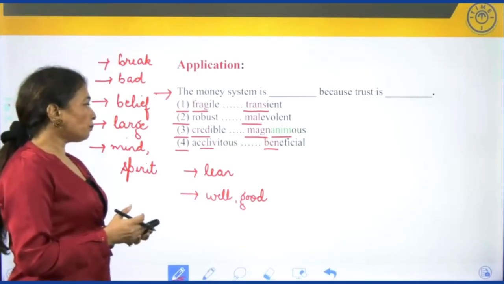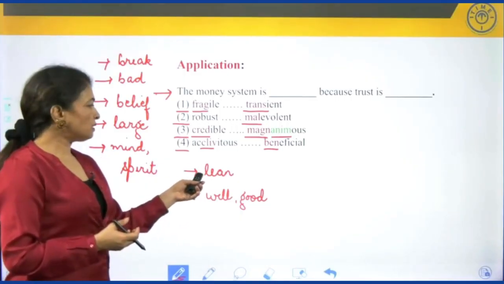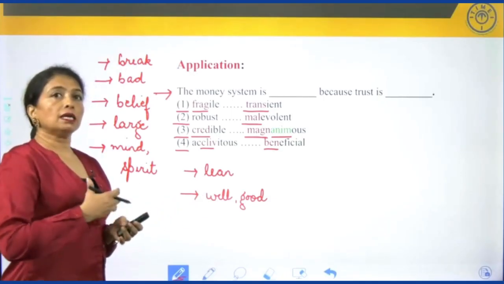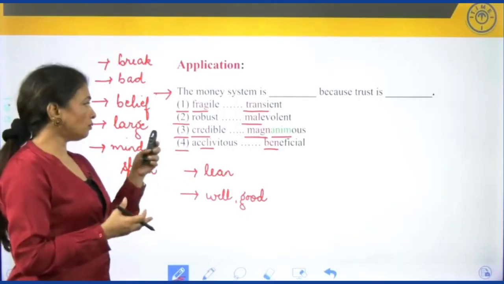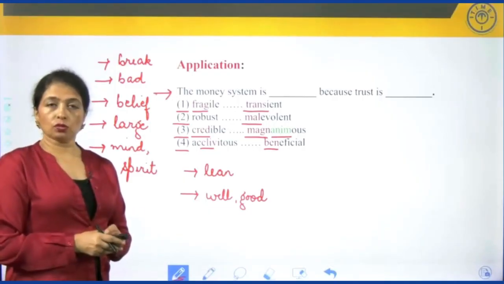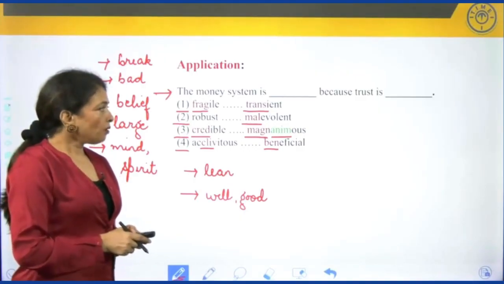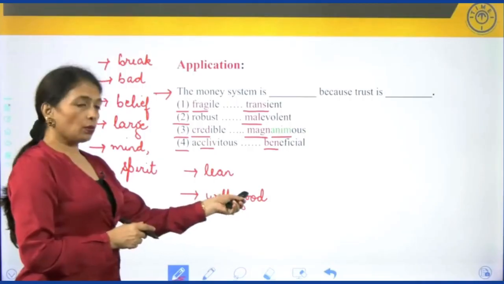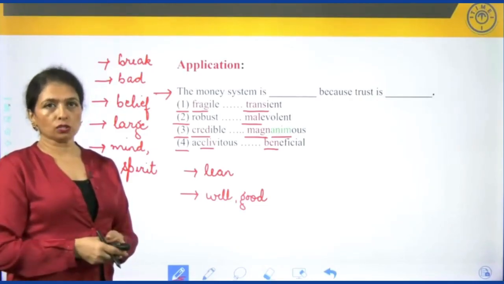Acclivitus is something which is related to a tendency. So cliv means lean, and if you are inclined towards something, you have a leaning towards something, then the word acclivitus can be used to describe your tendency towards that activity. Beneficial, where ben is well or good, means something that is good or advantageous to somebody.